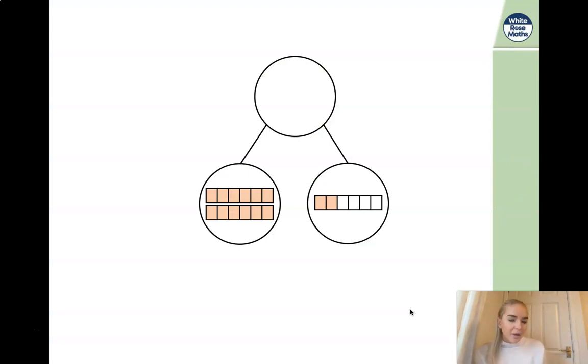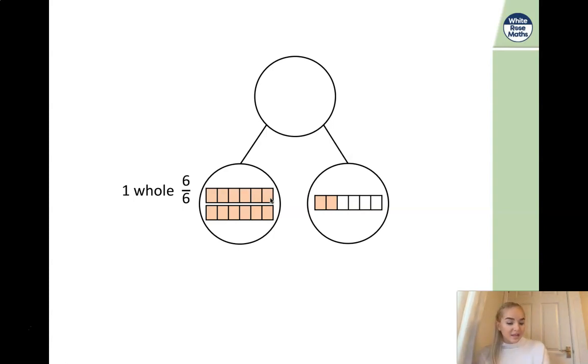So we're going to have a go at using the part-whole model to help us. So we have got some bars here. In my first section of my part-whole model, I have got 2 bars. Can you see how many each bar has been split into? What would the fraction be? That's right, we have got 1, 2, 3, 4, 5, 6 parts, and 6 of them have been used. So we have got 6/6, which is the same as 1 whole.